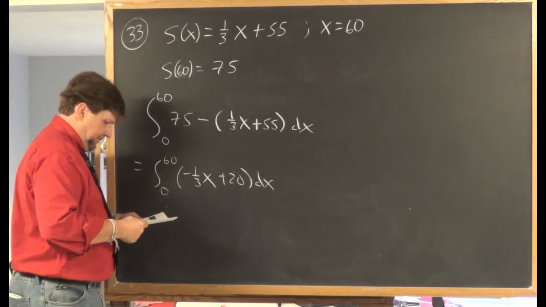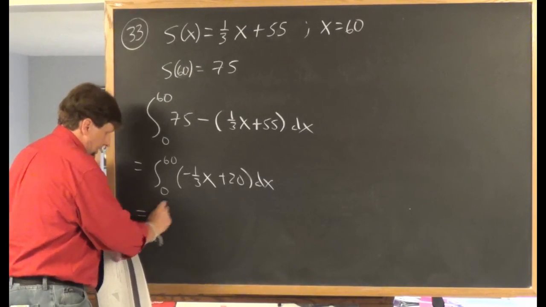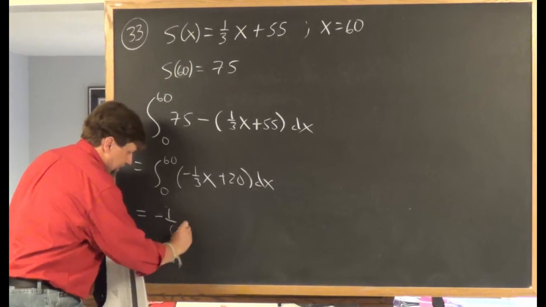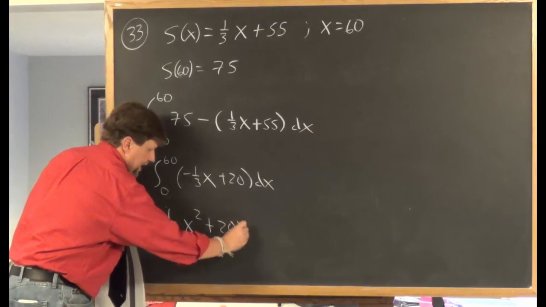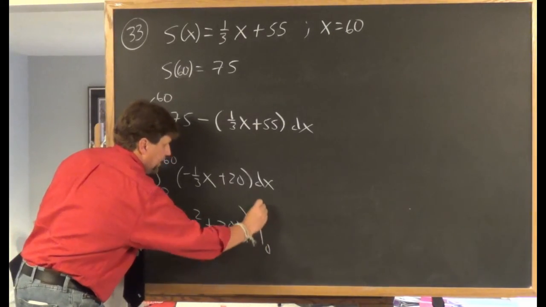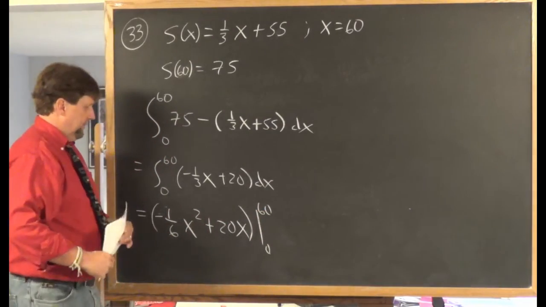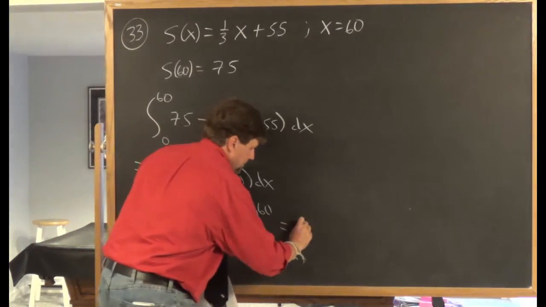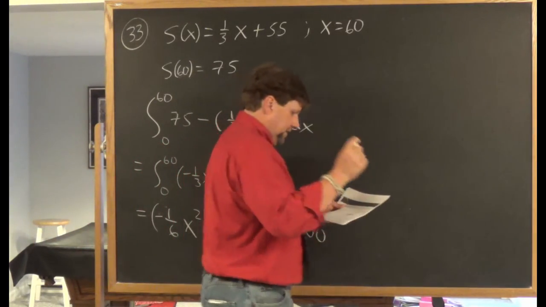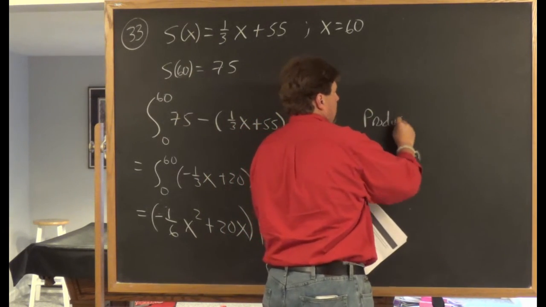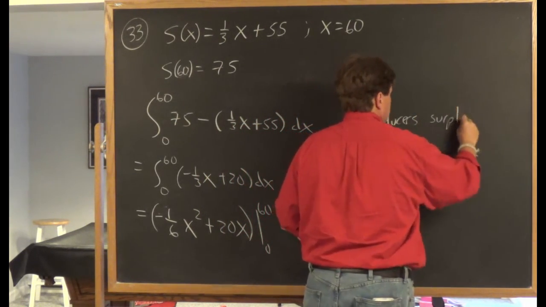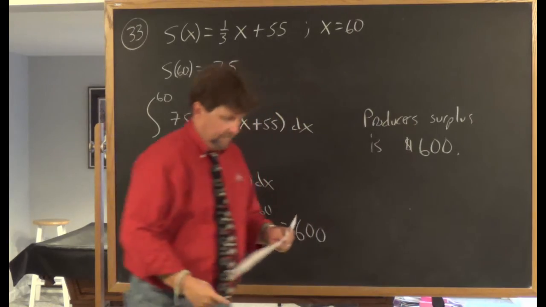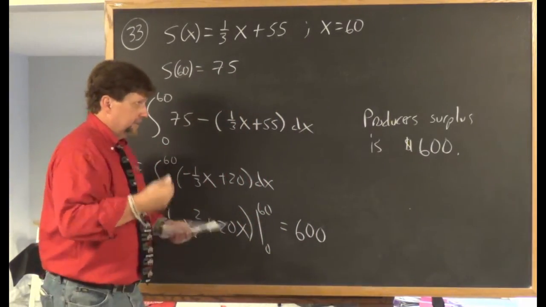Now I can do my calculus, get an antiderivative. The antiderivative of this mess is -1/6 x squared plus 20x, and I evaluate that from 0 to 60. I use the fundamental theorem of calculus to evaluate that, and I get 600. So that means, quite simply, the producer surplus is $600. $600 each month, I guess.